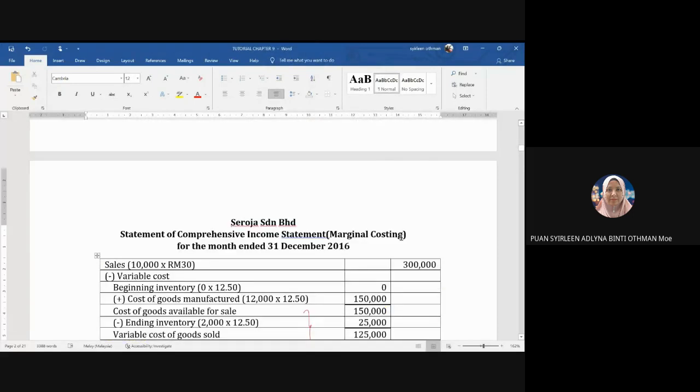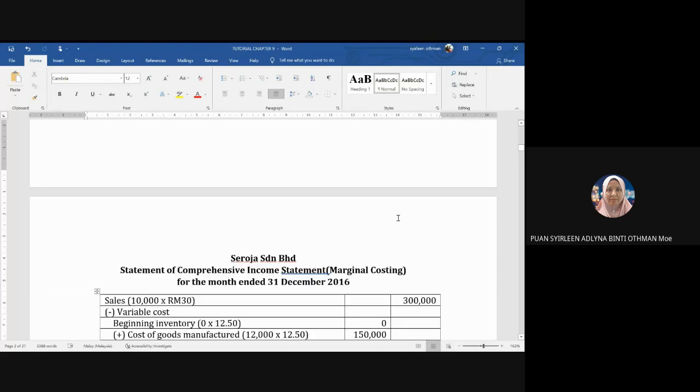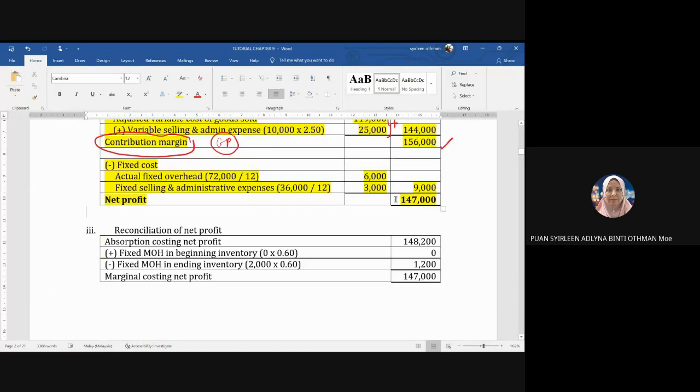So kamu tengok tadi absorption you dapat 148,200. Di marginal you dapat 147. So you need to do the reconciliation. So kita letak net profit untuk absorption 148,000. Dekat bawah kita letak siap-siap net profit untuk marginal. And kita adjust dia by adding these two items.